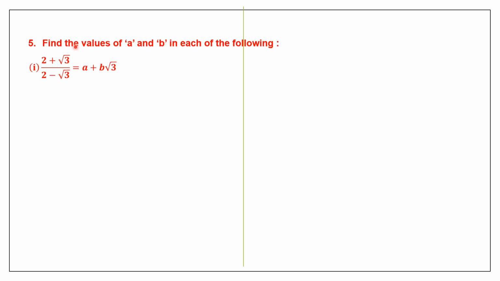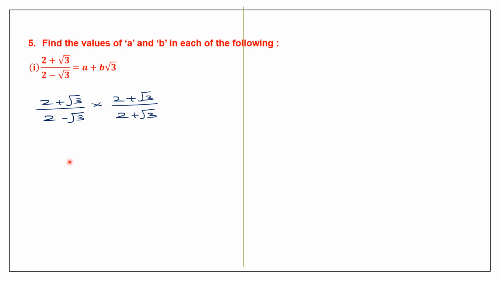Question 5. Find the values of a and b in each of the following. So here we have an expression, and this is equal to, so in this equation, we have the left hand side and the right hand side. We have a and b on the right hand side. That means we need to simplify the left hand side. So let's take only the left hand side, that is 2 plus root 3 by 2 minus root 3. So this we will rationalize the denominator. So multiply it by 2 plus root 3 by 2 plus root 3.